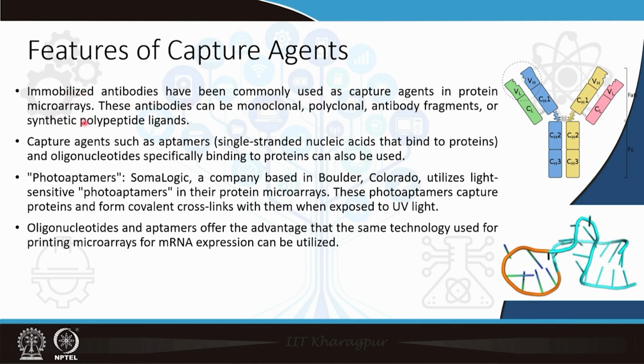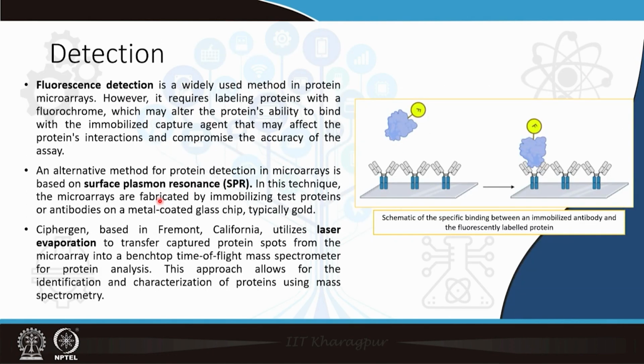Immobilized antibodies have been commonly used. Capturing agents such as aptamers specifically binding to proteins can be used. Photoaptamers utilize light sensitive aptamers. So, the reaction will only happen when you shine a particular light, and that could be utilized for capturing proteins and reading the array to see if a particular reaction has taken place or not. Oligonucleotides and aptamers often offer the advantage that the same technology used for printing microarrays for mRNA expression can be utilized.